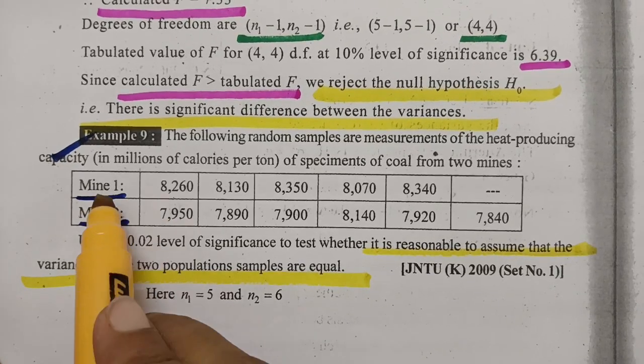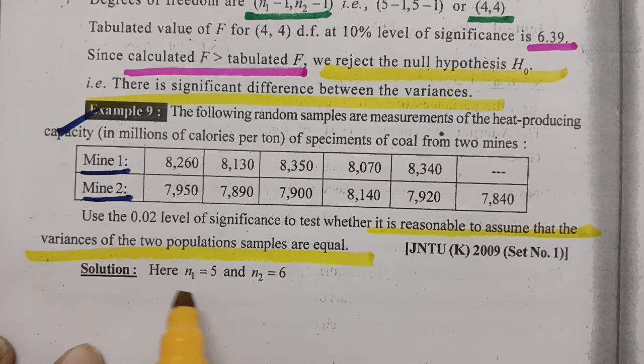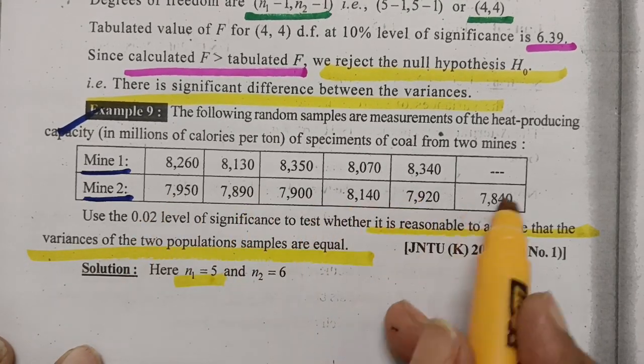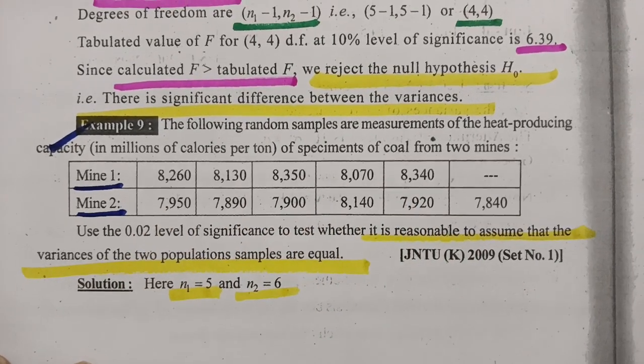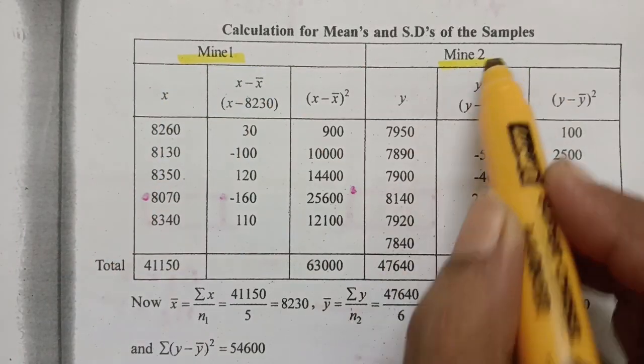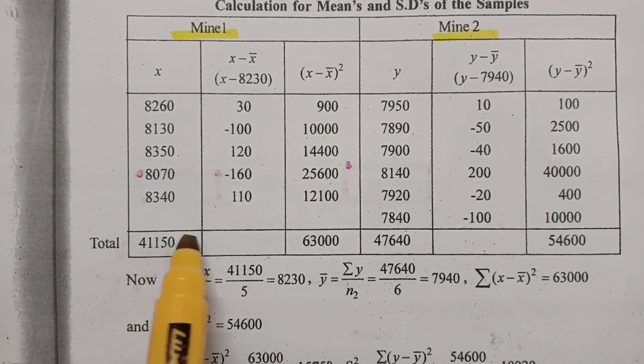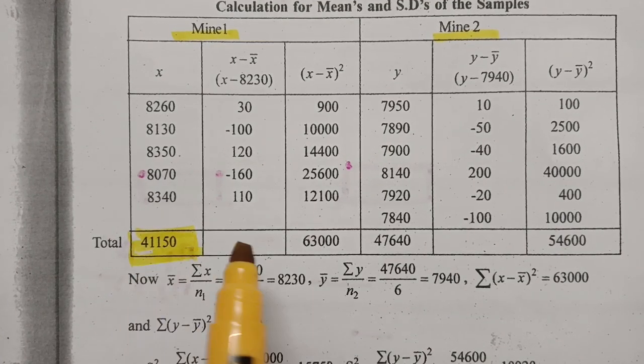So here if you observe, sample 1 is nothing but 1, 2, 3, 4, 5. So n1 is equal to 5 and n2 is equal to 6. So this is the data obtained. As you can see, this is mine 1 and this is mine 2. All the values from x are placed in column 1. So this is the total here.